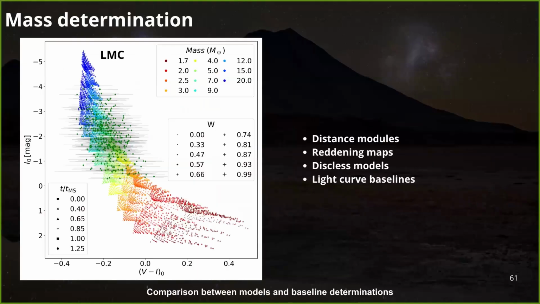Focus now on the subsample for which we can infer mass. We compare here the baseline phase of our light curves with what we expected to be this class of star, and we see a good agreement between what we observe and the expected region where it falls. So, okay, it makes sense what we are doing here.